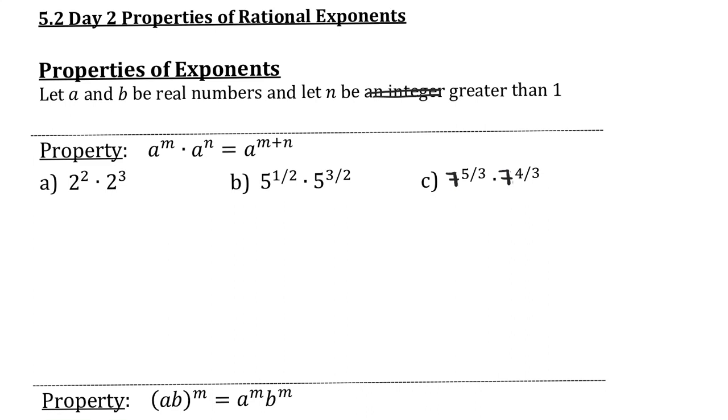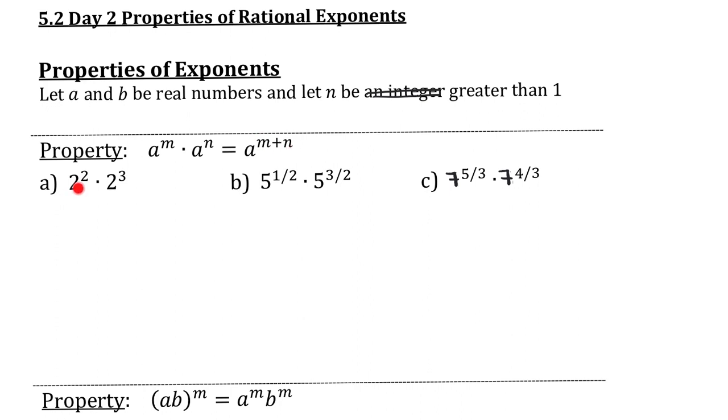Okay, 5.2 day 2, we're doing properties of rational exponents. Although these are the same properties of regular exponents, we're just including rational exponents while we try out the properties. Okay, so the first property, if you multiply two monomials with the same base, we add the exponent.